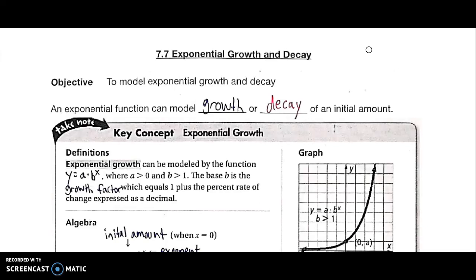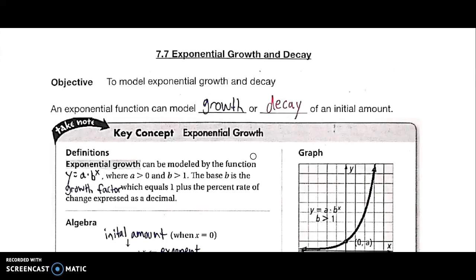We've seen exponential functions before, but in 7.7 we're going to get a little bit more in depth into what makes an exponential function either grow or decay. And that's our only objective. Again, model exponentially either if it's growth or decay. And one more time, an exponential function can model growth or decay of an initial amount. It just depends on a certain part of that function.